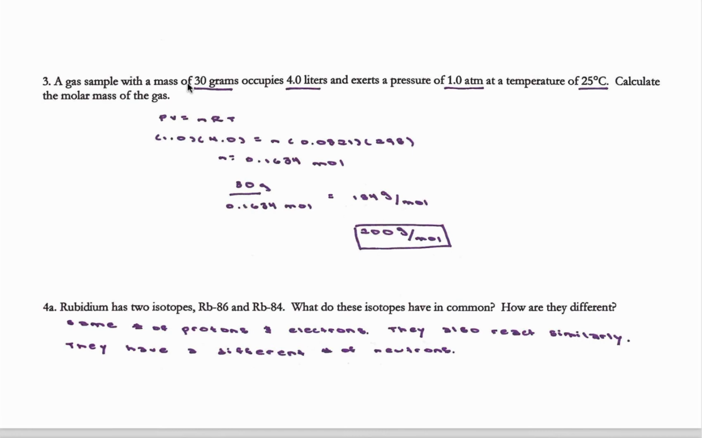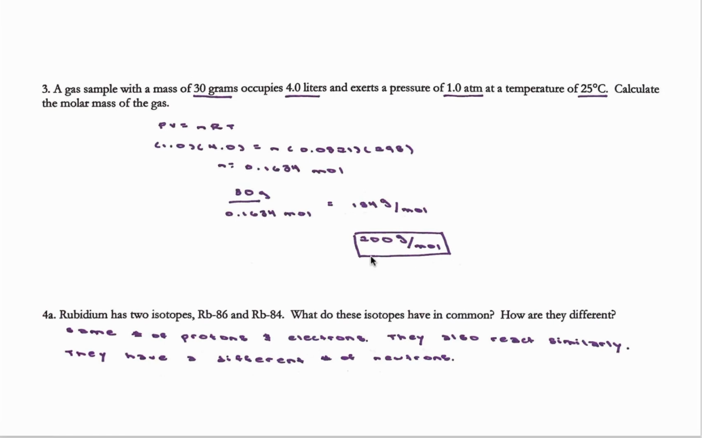Do keep in mind that since 30 has 1 sig fig, I had to way overround my molar mass, which makes me a little uncomfortable, but I was keeping consistent with sig figs. Okay, so that was 3.